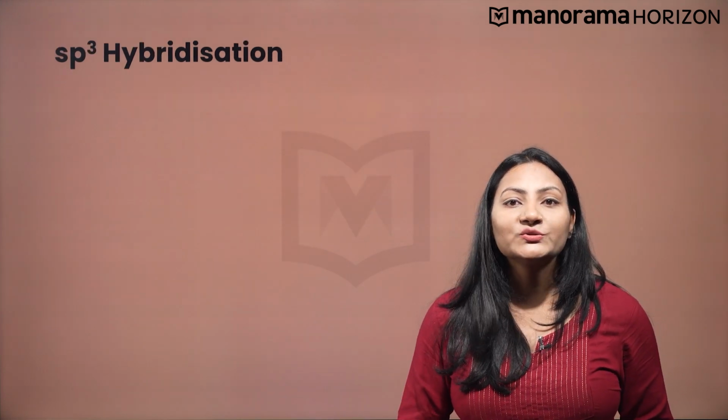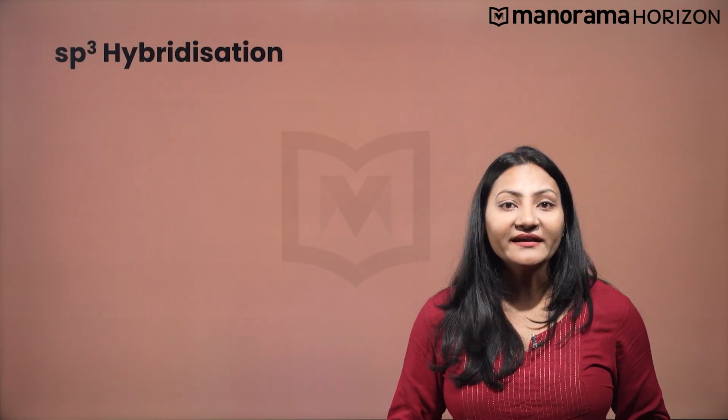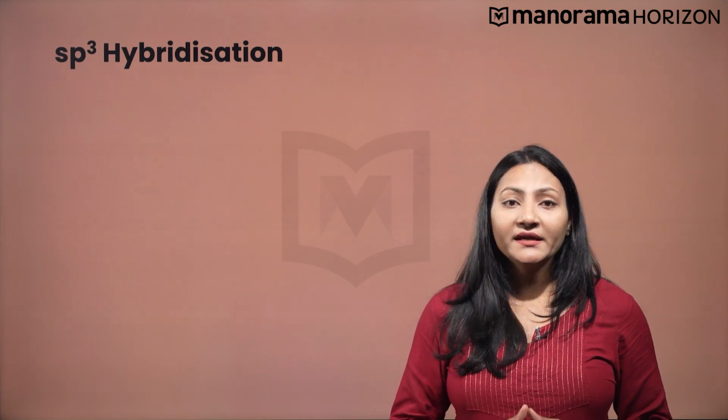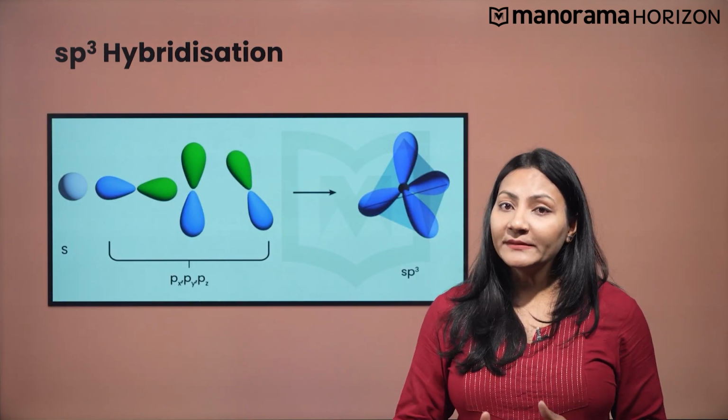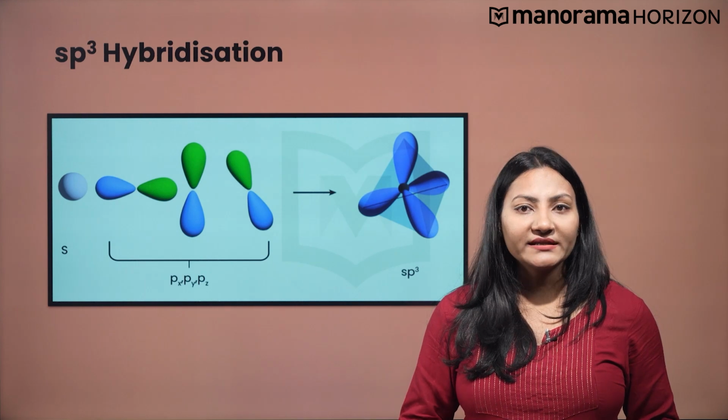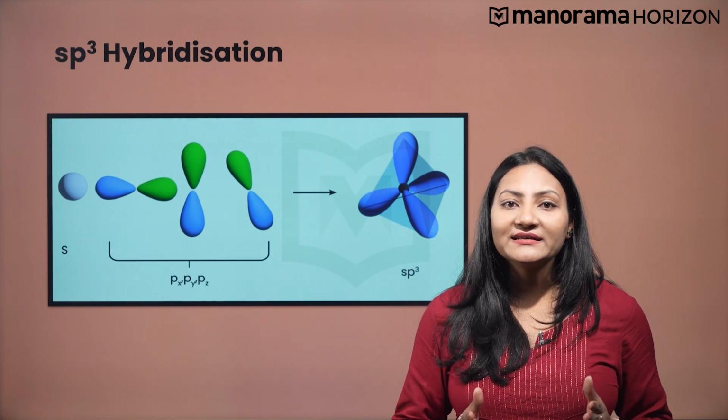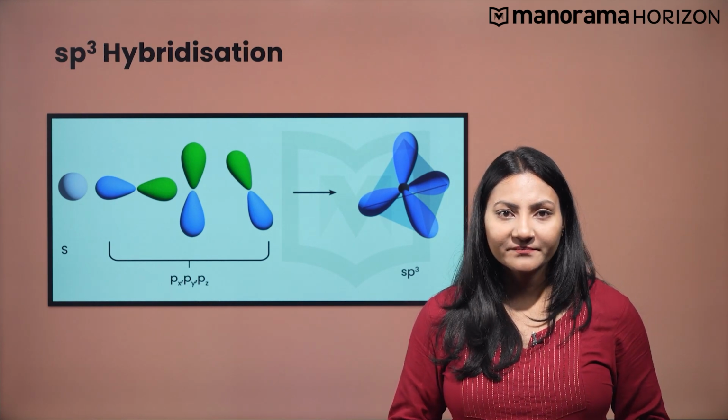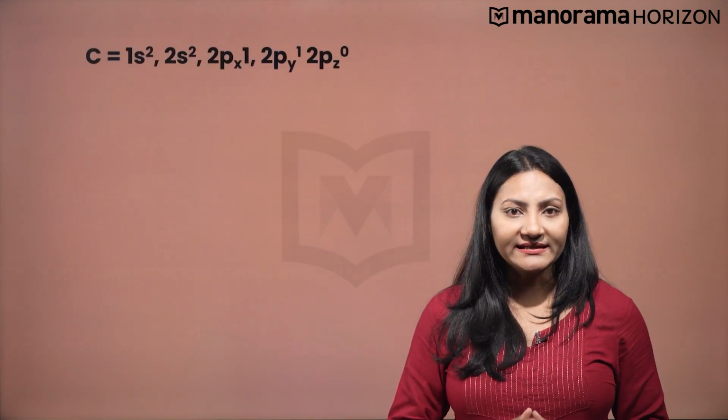Moving forward to the third type of hybridization, that is sp3. Here, one s and three p orbitals combine together to form four hybridized sp3 orbitals. Let us take the example of methane.